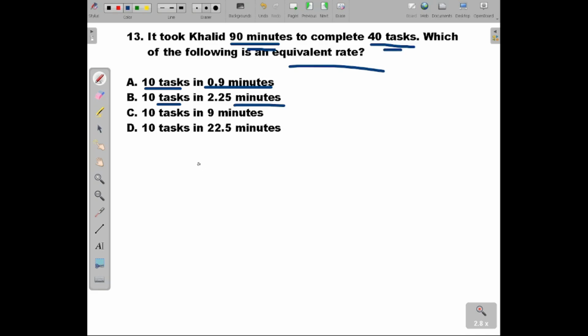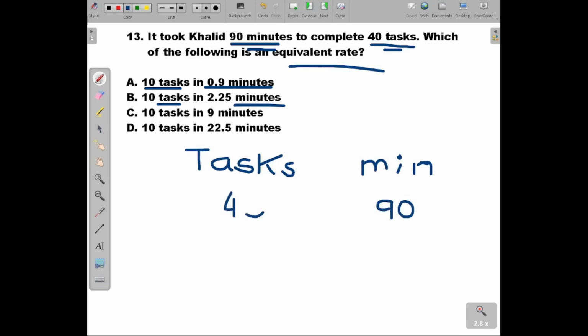So we can use the rule of 3. We have two types of information, tasks and minutes. So initially it took 90 minutes to complete 40 tasks. And then we want to know for Khalid to complete 10 tasks. 10 tasks because we have in all the answer choices 10 tasks. So how long will it take in minutes for Khalid to complete 10 tasks?